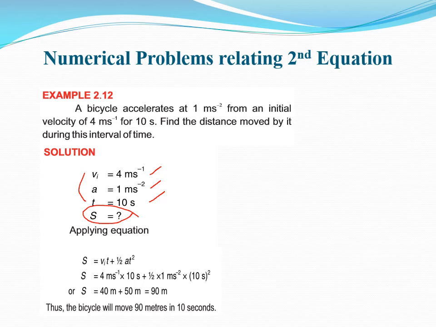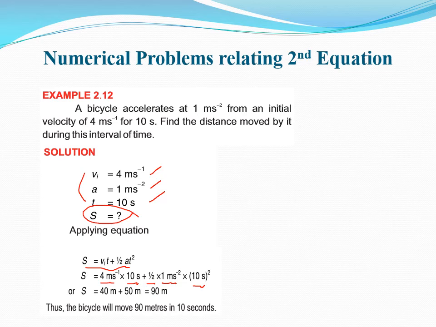So this data matches with the second equation. So Vi is 4 meter per second, time is 10 seconds, 1/2 acceleration is 1 meter per square second, and time is again 10 seconds, and squared, because this is 1/2 a t square.